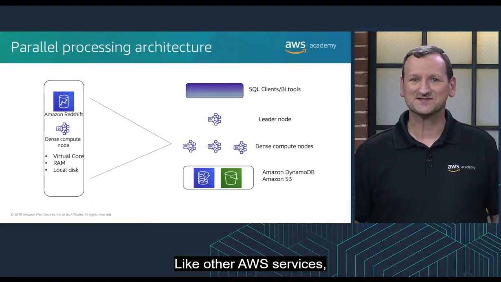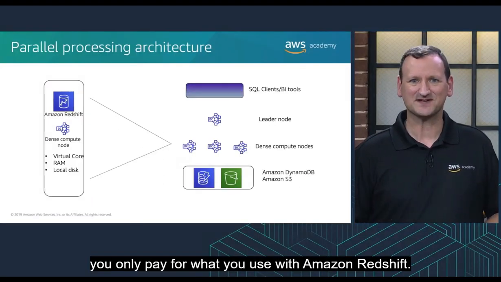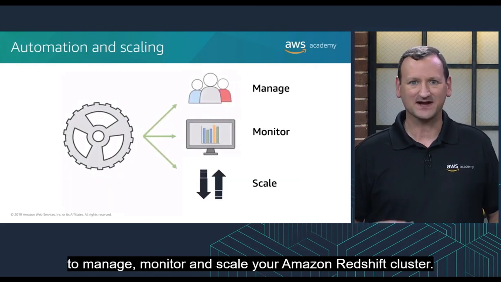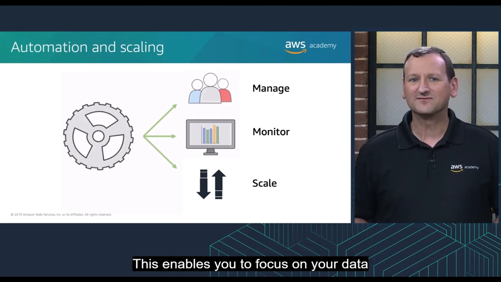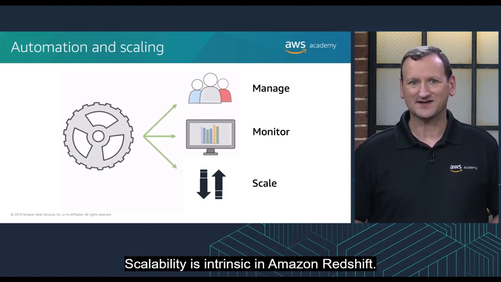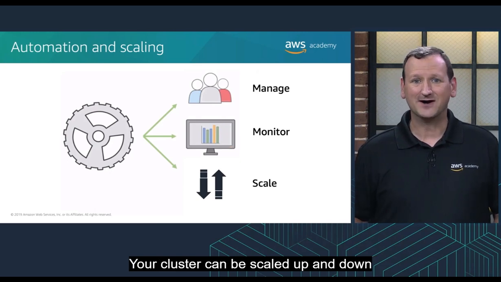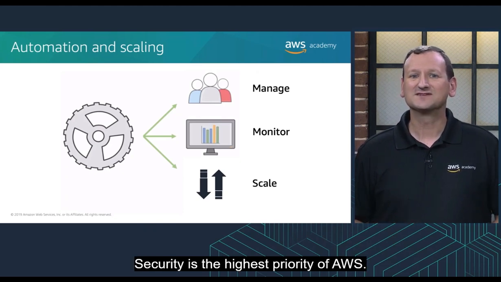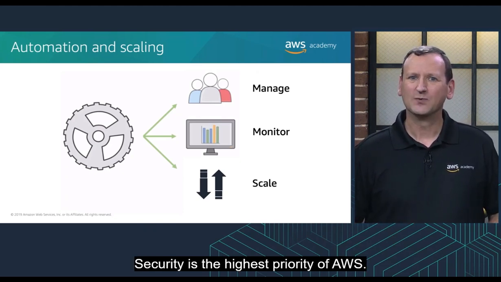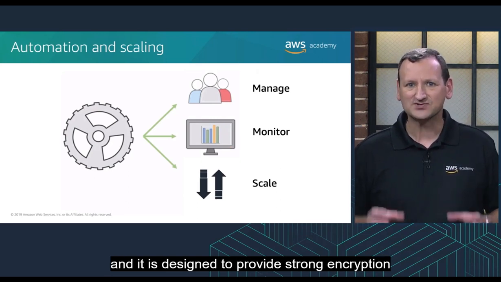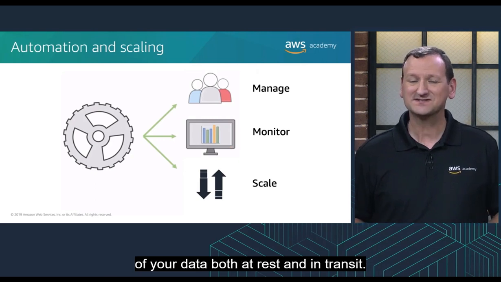Like other AWS services, you only pay for what you use with Amazon Redshift. You can automate most of the common administrative tasks to manage, monitor, and scale your Amazon Redshift cluster. This enables you to focus on your data and your business. Scalability is intrinsic in Amazon Redshift. Your cluster can be scaled up and down as your needs change with a few clicks in the console. Security is the highest priority of AWS. With Amazon Redshift, security is built in, and it is designed to provide strong encryption of your data both at rest and in transit.